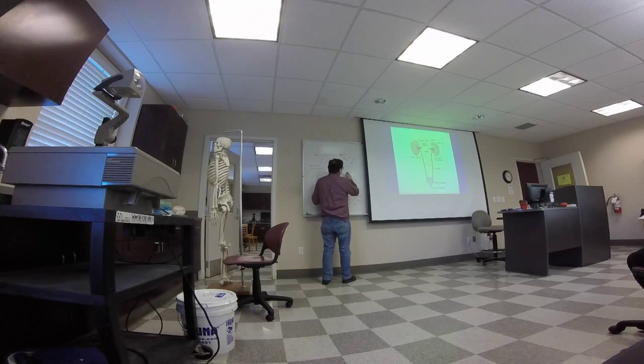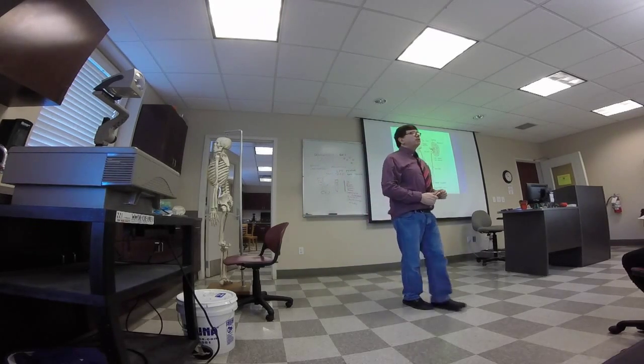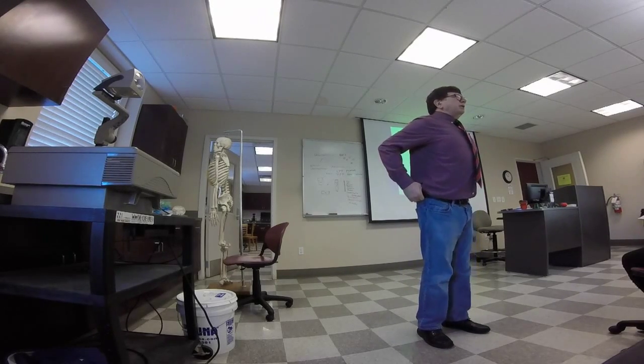Okay. Now, if we see red blood cells, we can call that hematuria. White blood cells would be called pyuria. The presence of white blood cells in a urine specimen is referred to as pyuria. Red blood cells, hematuria.